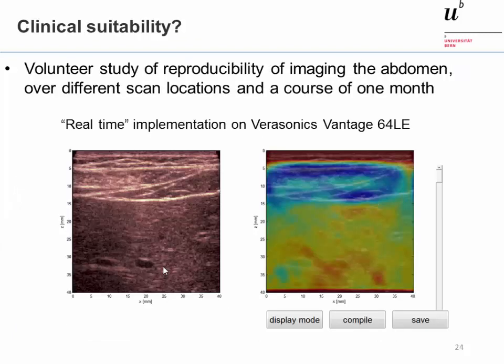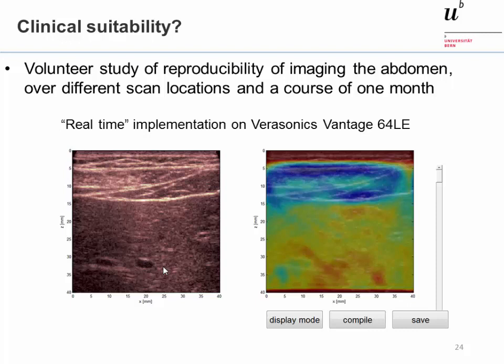Now to investigate the reproducibility of quantitative imaging, I performed a longitudinal study of liver imaging in myself over a course of 1 month and over different scanning locations. So the hope was that the speed of sound doesn't depend on the scanning location, so on the anatomy, on one hand. And on the other hand, I was hoping that I could see some change over 1 month due to some biological rhythm.